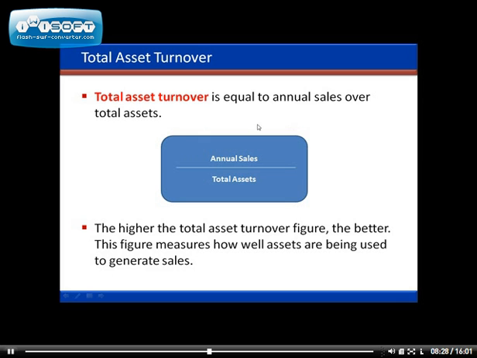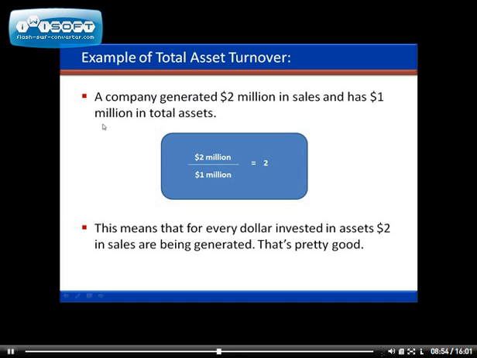Alright, so total asset turnover. Total asset turnover is equal to annual sales over total assets. And once again, we get the annual sales from the income statement, and we get total assets from the balance sheet. And the higher the total asset turnover figure, the better. And this figure measures how well assets are being used to generate sales. So let's say that a company generated $2 million in sales and they have $1 million in total assets. And so what this means is that for every dollar invested in assets, $2 in sales is being generated.